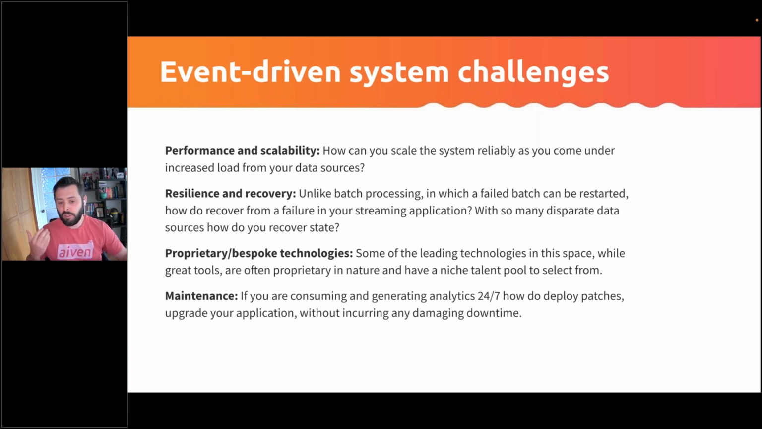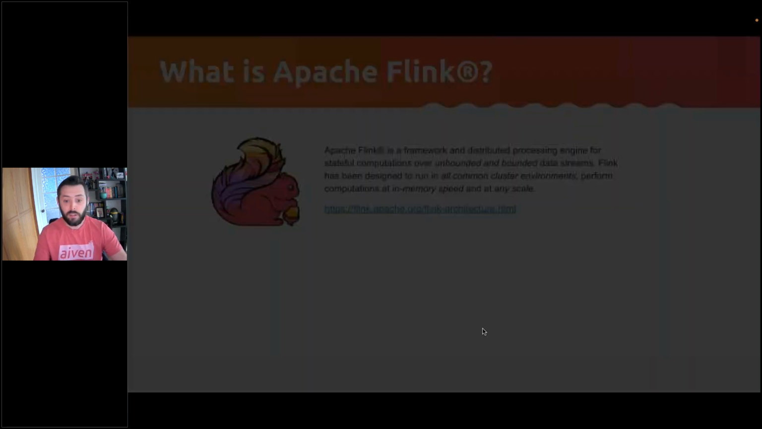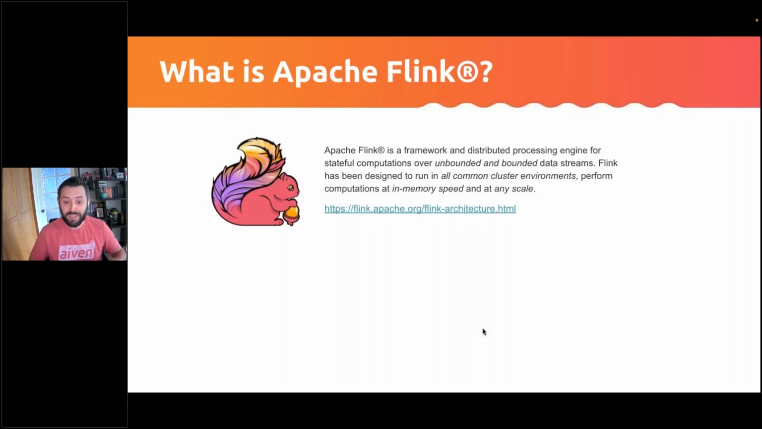To try and address some of these, let me introduce Apache Flink and afterwards the Aiven platform. First of all, what is Flink? You may have seen this squirrel before. The quote here is taken directly from the Apache Flink official website. But in short, Flink is a distributed data processing platform that can process events at high speed with low latency.